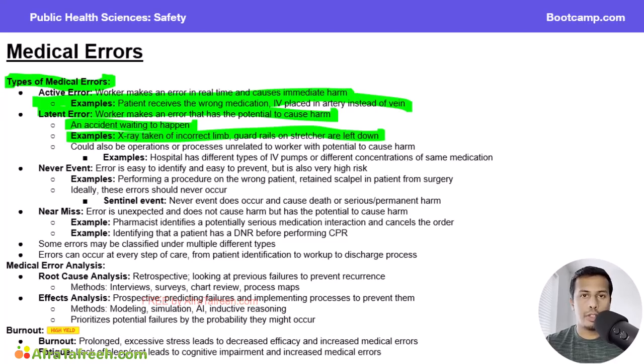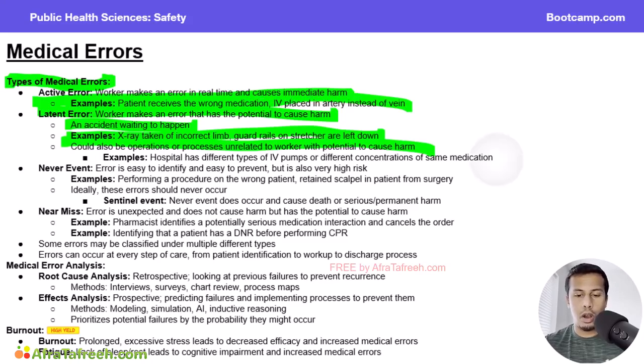Another thing that I want you to know about latent errors is that there could also be issues with operations or processes that are completely unrelated to the worker, to the individual, that are causing harm. Remember I said, errors can occur with workers, they can occur with individuals, groups, and systems. So some examples of operations or processes that are latent errors that have the potential to cause harm, that are accidents waiting to happen, are a hospital having multiple different types of IV pumps or different concentrations of a medication.